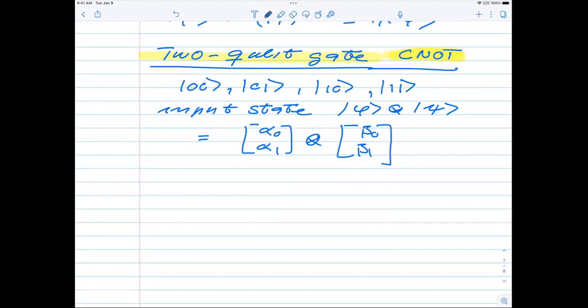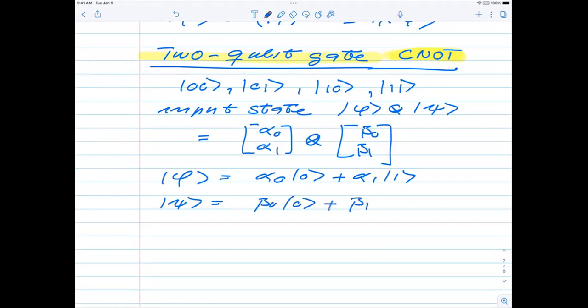And what we have now is a state phi, which is given by this linear combination alpha 0 plus alpha 1. That's why we are writing it out in this compact way. And then we have the state psi, which is given by beta 0 times 0 plus beta 1 times 1. So these are the two states for the single qubits, which are then tensor-producted with each other to produce a new state.